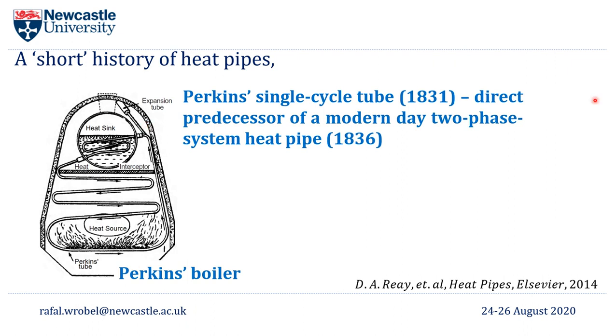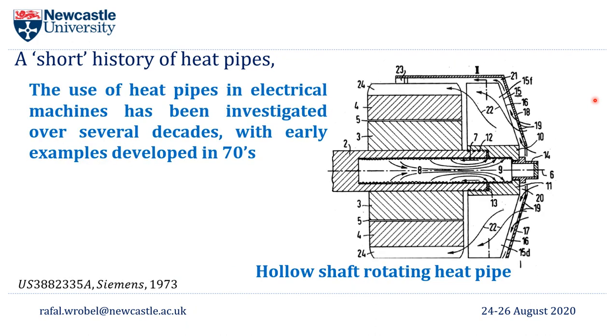But today we are here to discuss a bit more about heat pipes in electrical machines, and the history of heat pipes in electrical machines is slightly shorter than that of heat pipes in general, with early examples of employing heat pipes in thermal management of electrical machines developed in the 70s. And here we have a picture from a patent. This is a Siemens patent, where a heat pipe is introduced in a hollow shaft of the rotor assembly with some feature for extracting the generated heat.